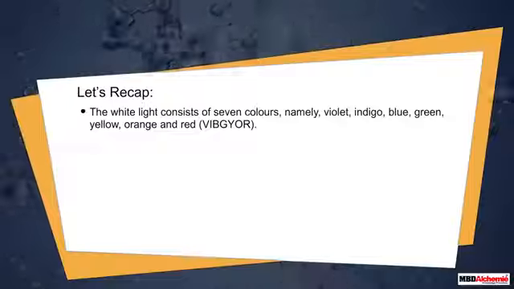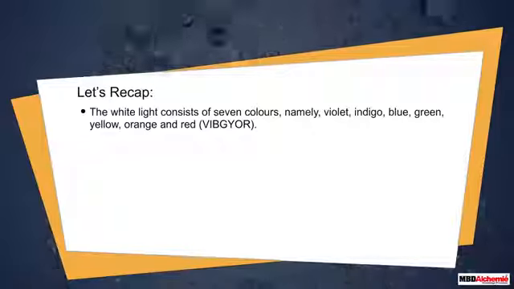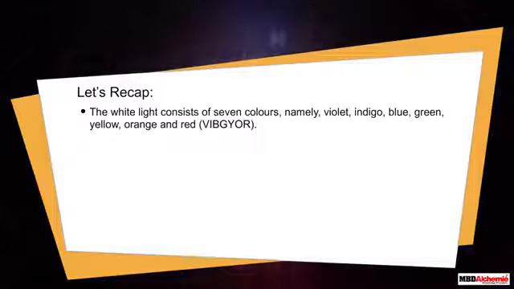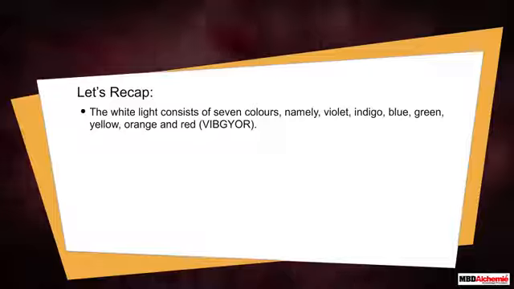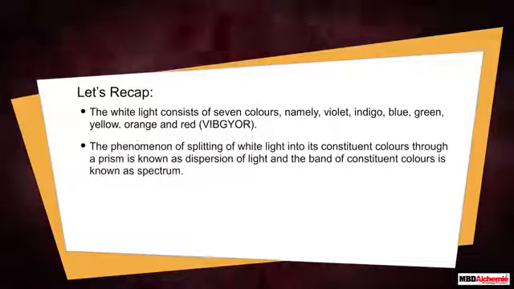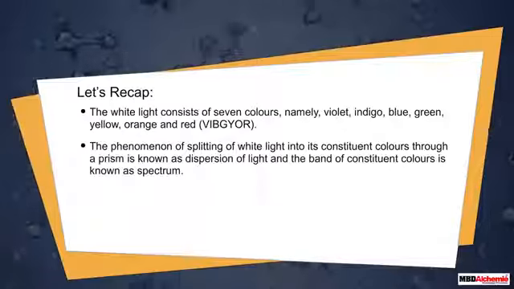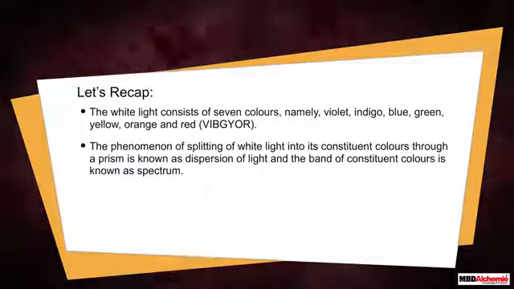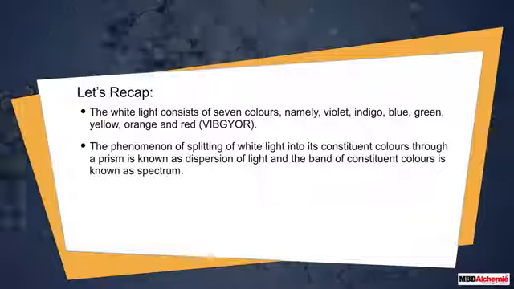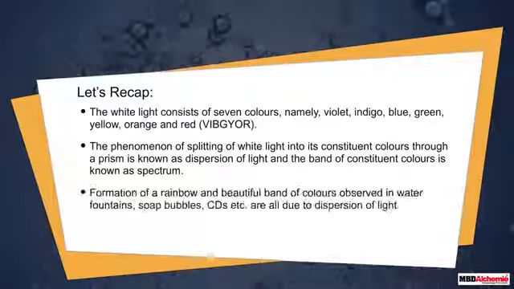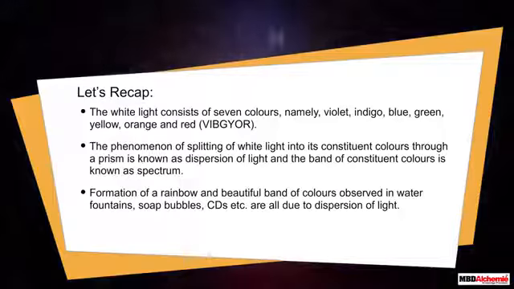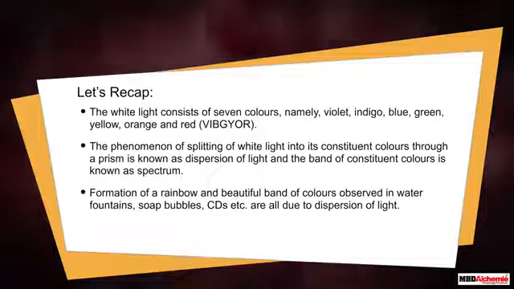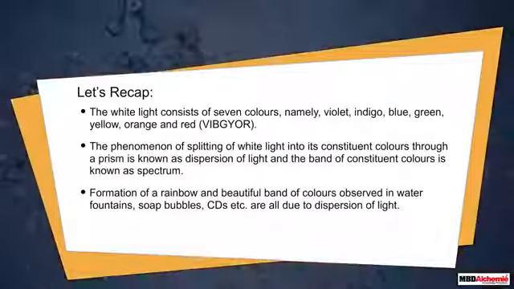The white light consists of 7 colors, namely violet, indigo, blue, green, yellow, orange and red, VIBGYOR. The phenomenon of splitting of white light into its constituent colors through a prism is known as dispersion of light, and the band of constituent colors is known as spectrum. Formation of a rainbow and beautiful band of colors observed in water fountains, soap bubbles, CDs, etc. are all due to dispersion of light.